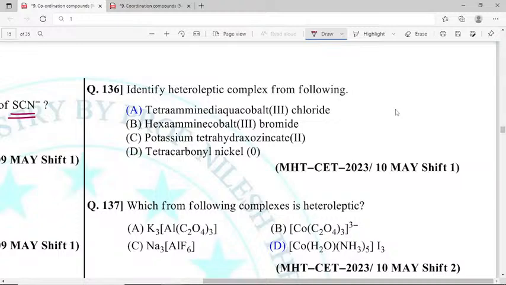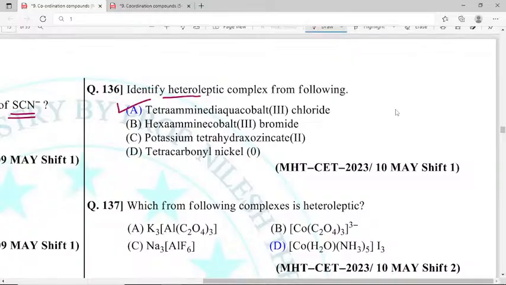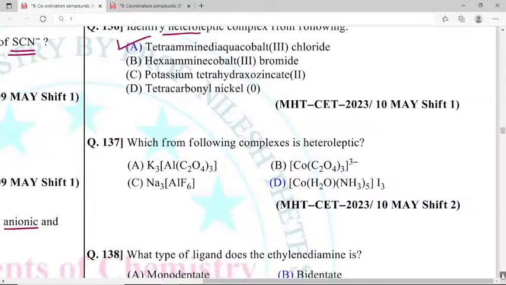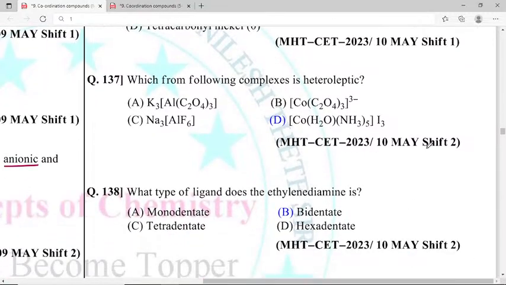Identify the heteroleptic complex from the following. Different ligands. So this is a tetraammine diaqua complex. Which of the following complexes is heteroleptic? It is very easy to find the heteroleptic complex if the formula is given. Different types of ligand, water and ammonia, are given. So these are heteroleptic.